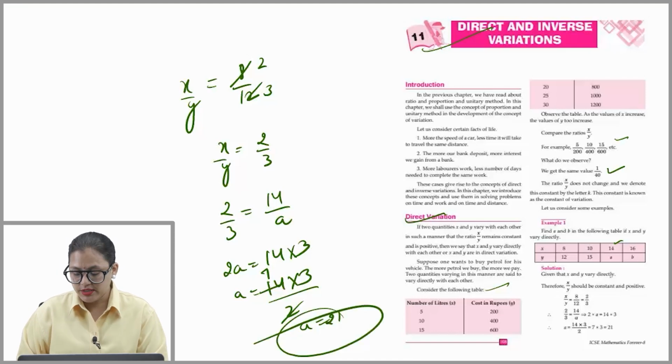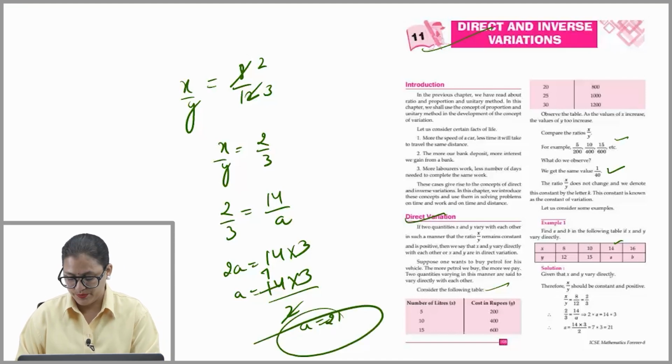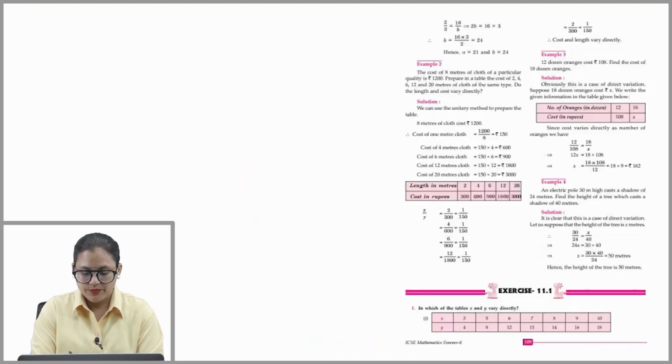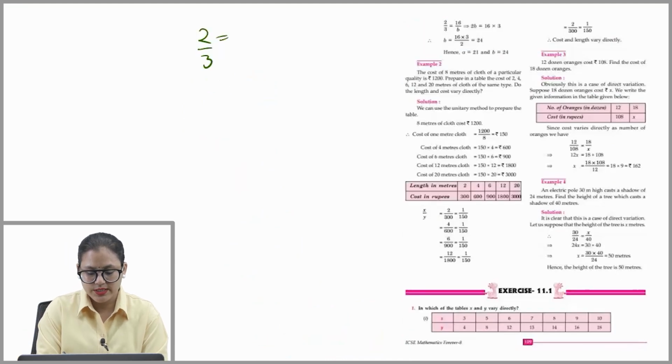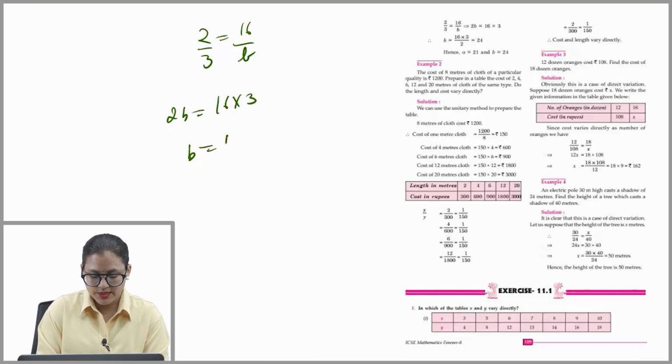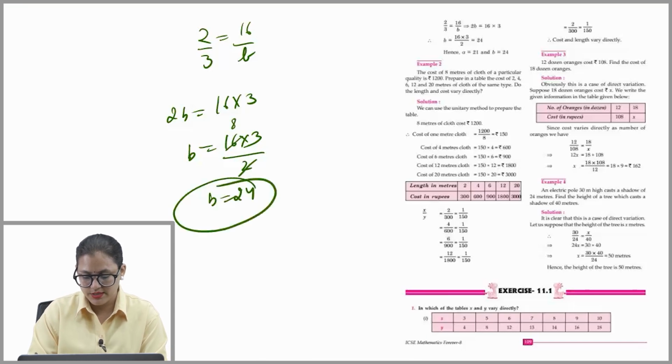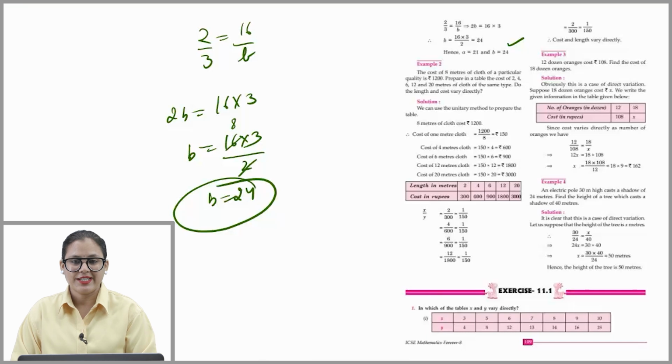Similarly, we will find the value of b also. 2 by 3 is equal to 16 by b. So 2b is equal to 16 into 3. So b is equal to 16 into 3 by 2. So b is equal to 24. So the value of b is 24, right?